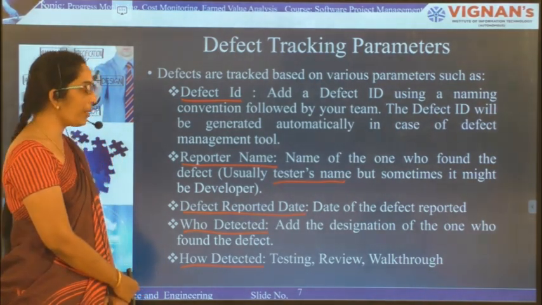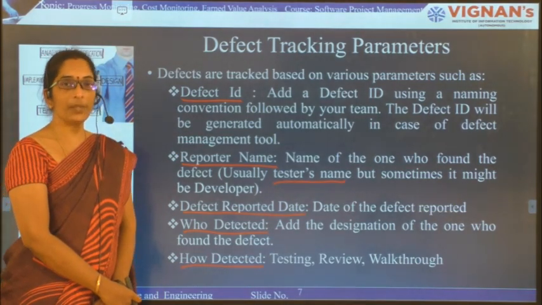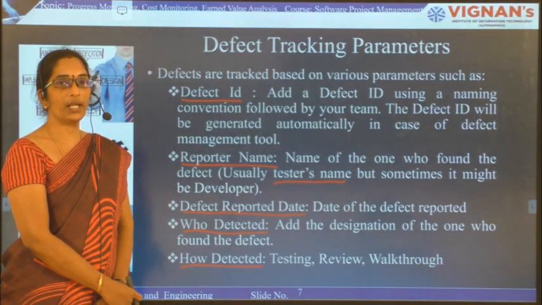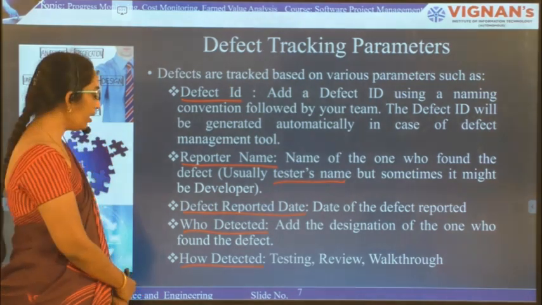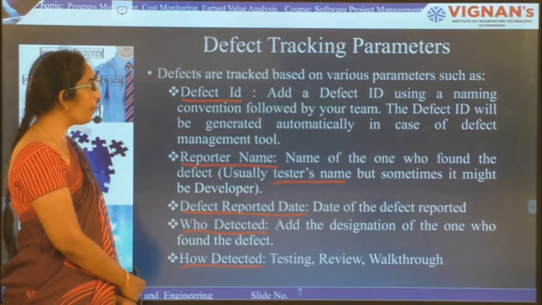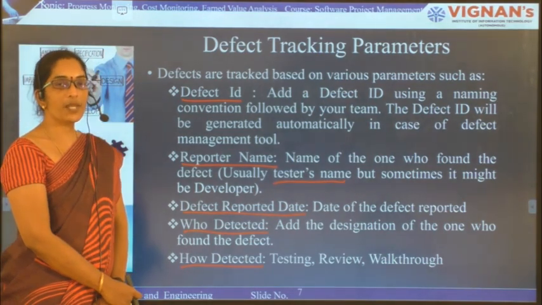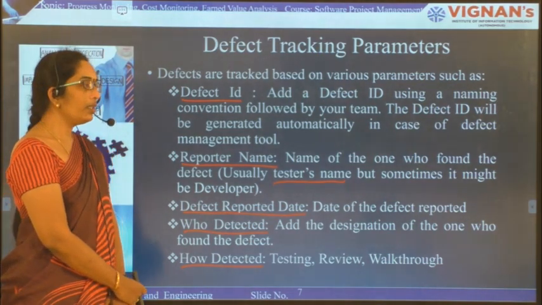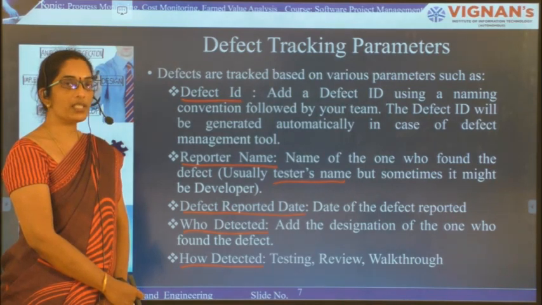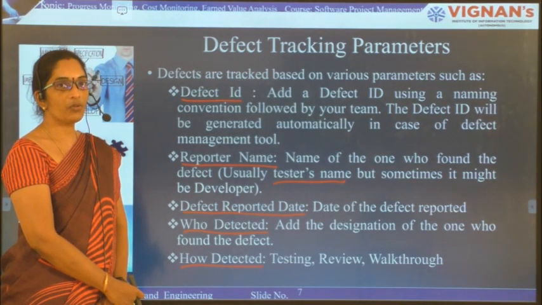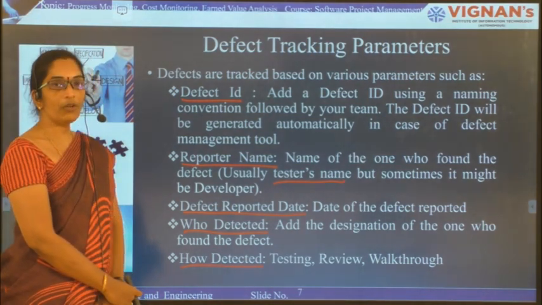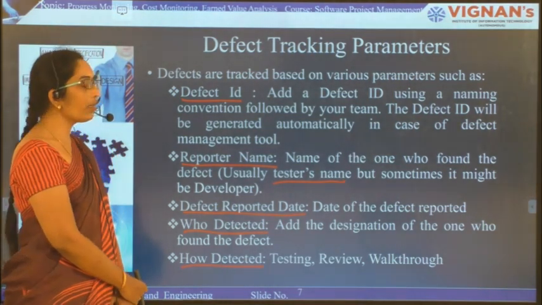So it can be done by testing, or it can be done by review, or it can be done through walkthrough. So here in this defect parameter report, in how detected, we have to specify whether it is detected by testing, or it is identified by review or by walkthrough. So that also we have to include in the defect tracking report.